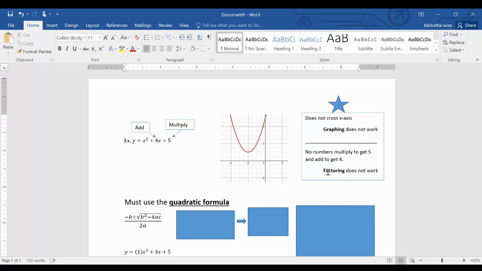There were two other methods that we talked about during ESS. There was solving by square roots. That doesn't work because of this middle piece right here. And completing the square does not work. So we must use the quadratic formula.